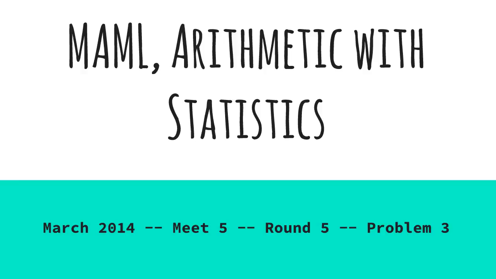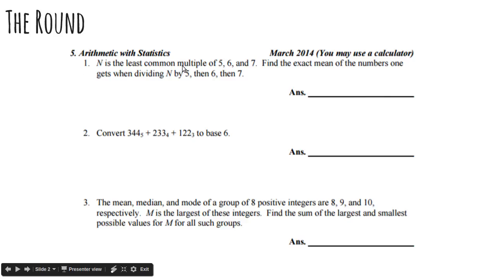Meet 5, Round 5, Problem 3, Arithmetic with Statistics. So this is the actual round as you would see it from 2014. As you can see, we have a few topics here: mean, median, mode, least common multiple, and bases. Try to see if you can do all three problems within 12 minutes.